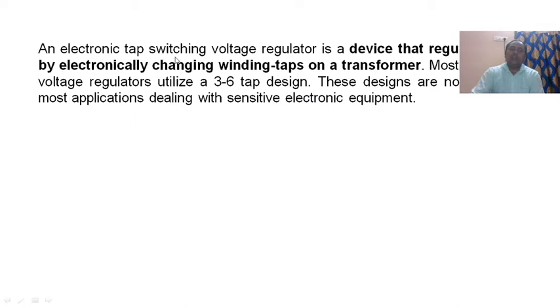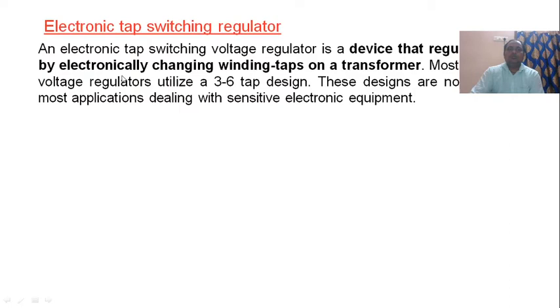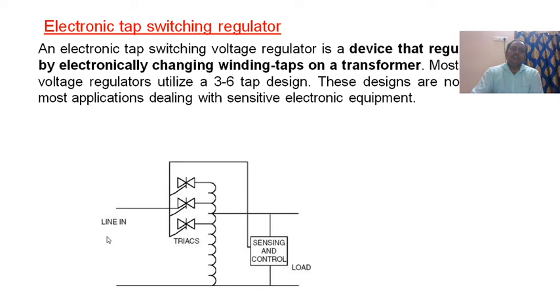An electronic tap switching voltage regulator is a device that regulates voltage by electronically changing winding taps on a transformer. Most tap switching voltage regulators utilize a 3 to 6 tap design. These designs are not practical for most applications dealing with sensitive electronic equipment. So this is an electronic tap switching regulator. Please observe the electronic tap switching regulator. There is a line, these are the triacs, and this is the sensing and control load.